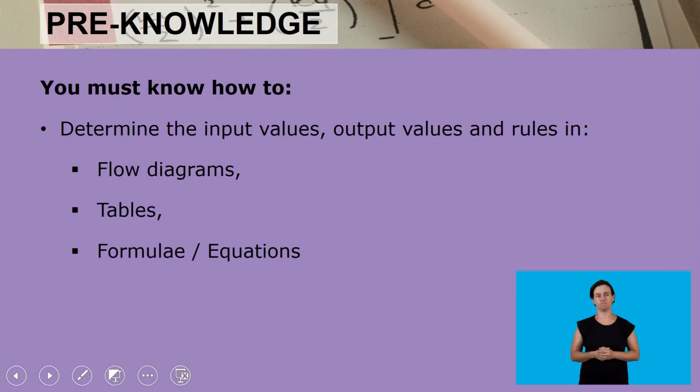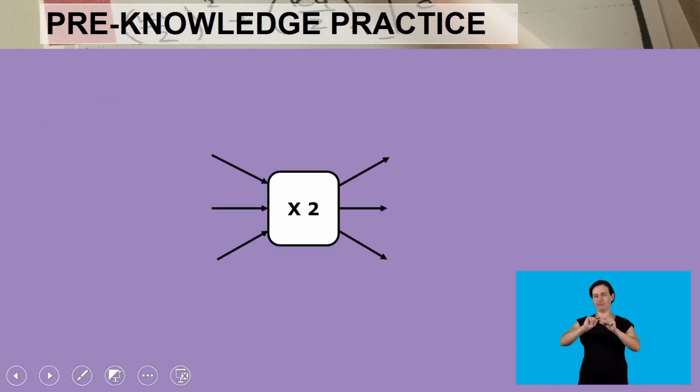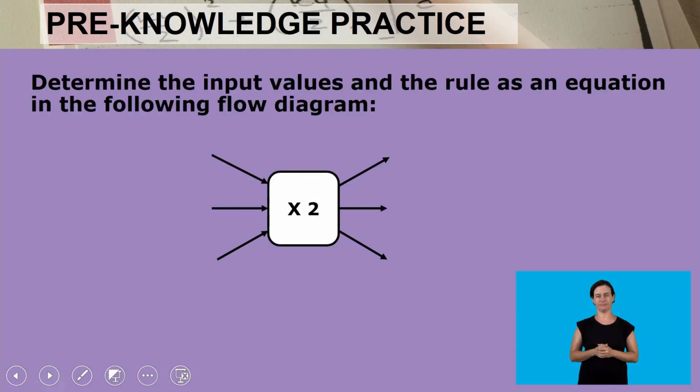Let's look at the pre-knowledge that we must have. You must know how to determine the input values, output values, and the rules in flow diagrams, tables, and formulae or equations. So the first activity that we are going to practice that pre-knowledge on, we have been given a flow diagram, and it says to determine the input values and the rule as an equation.